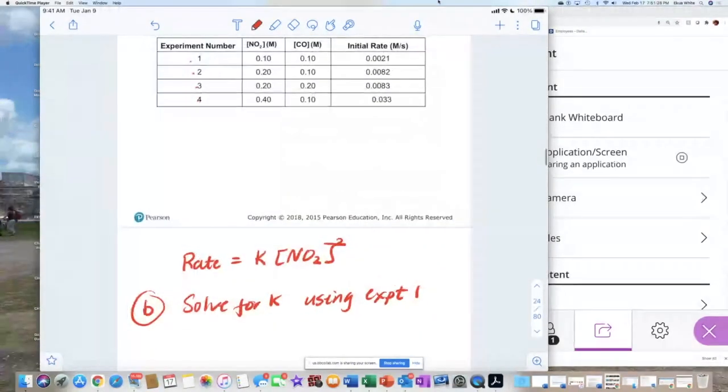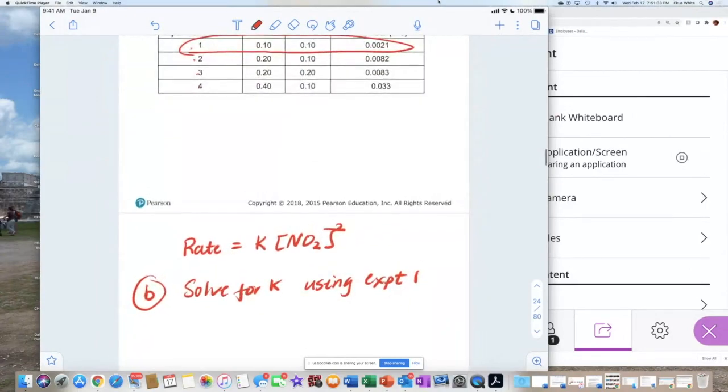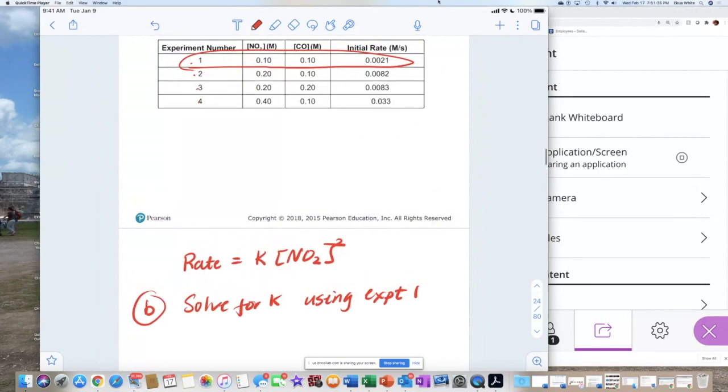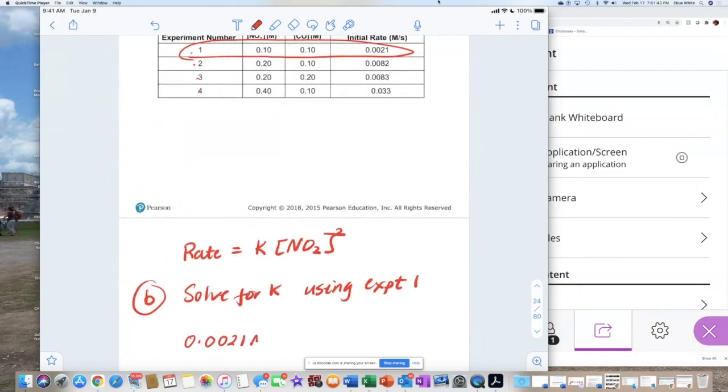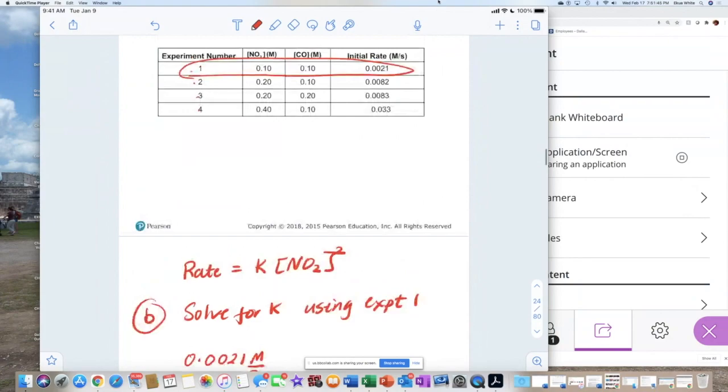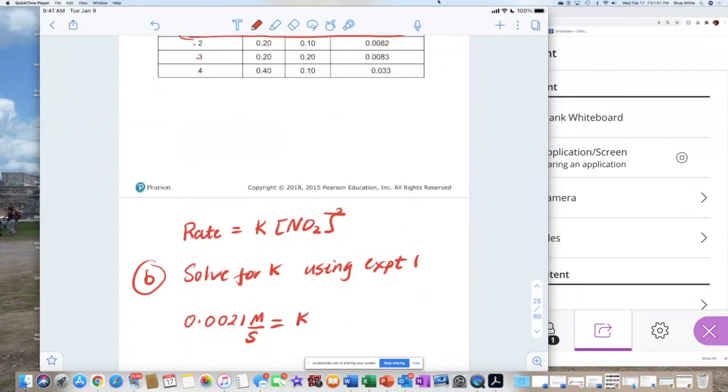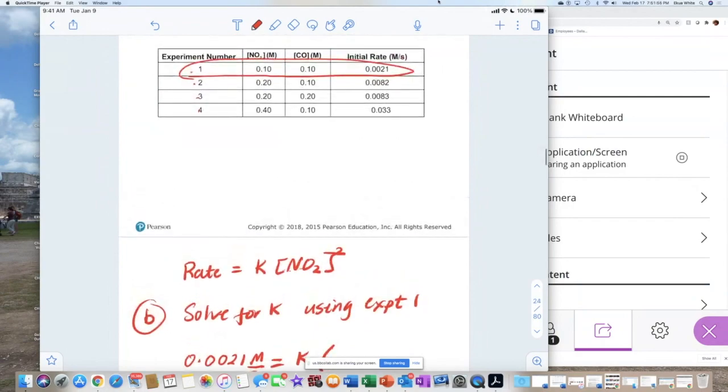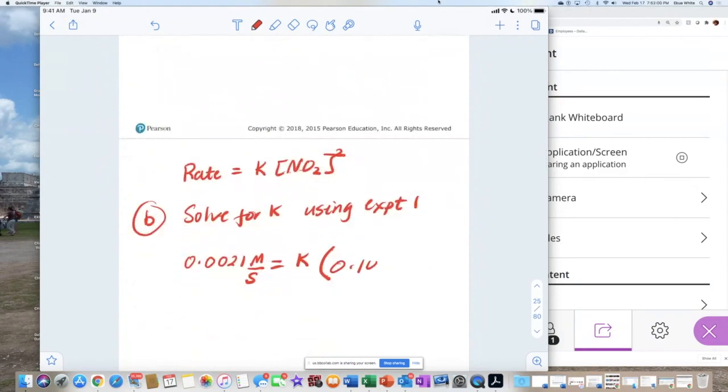I'm going to use experiment 1. For experiment 1, I'm going to use these numbers right here. So my rate is the number on the right, 0.0021. Don't forget the units. Units matter in chemistry. Molar per second equals K. We're trying to solve for K. What's the concentration of NO2? NO2 is 0.10. 0.10 squared. Okay.